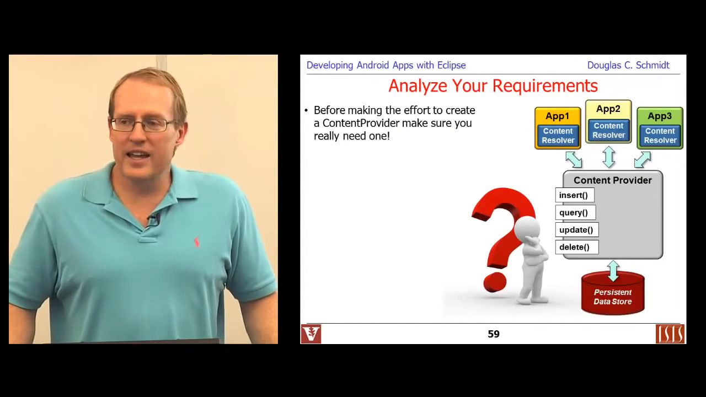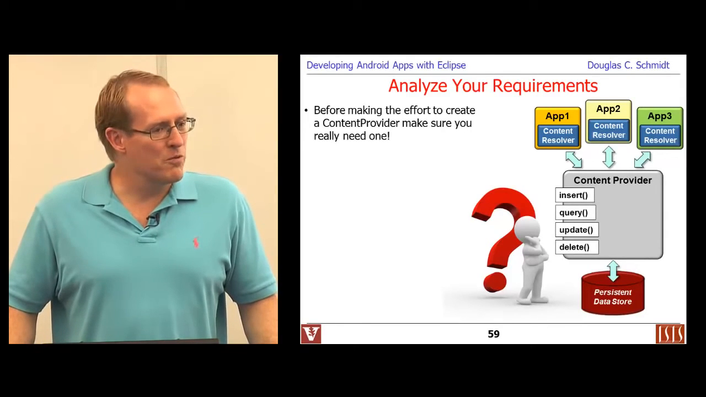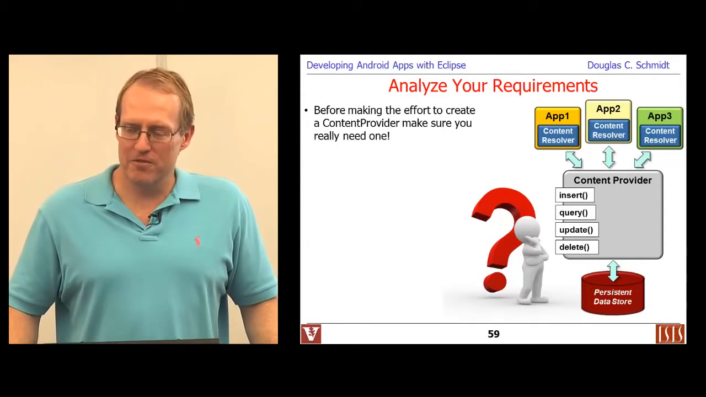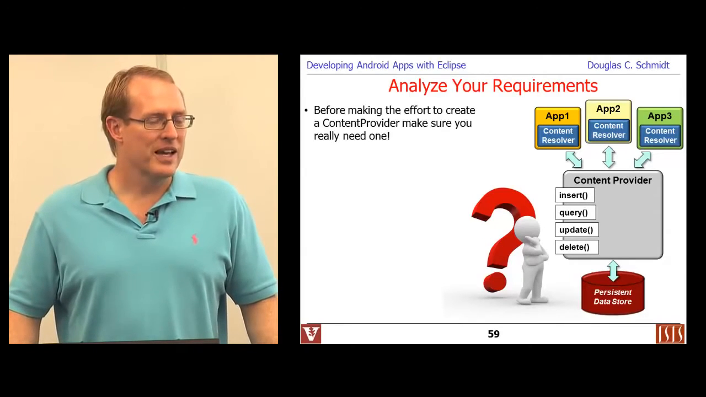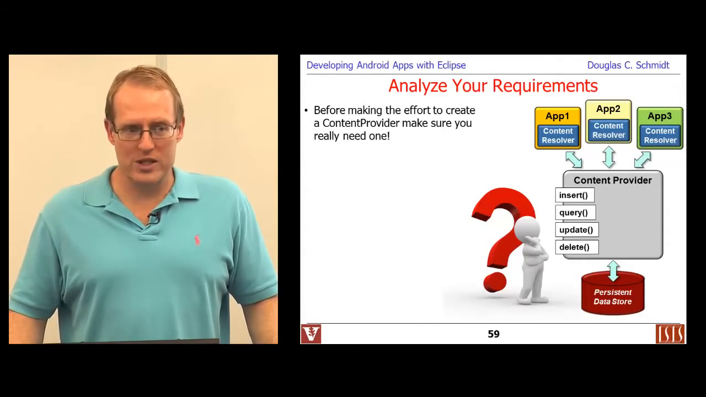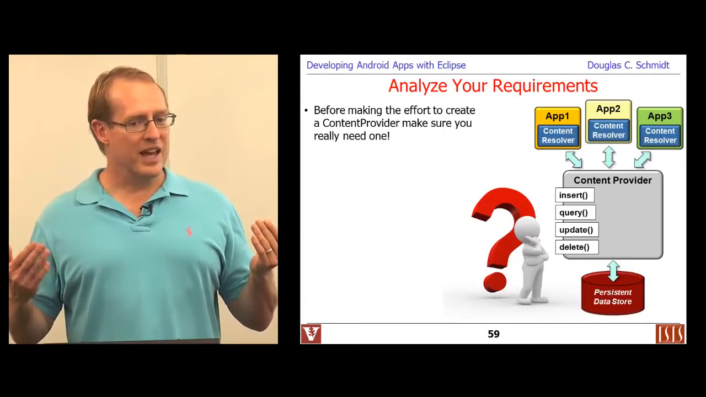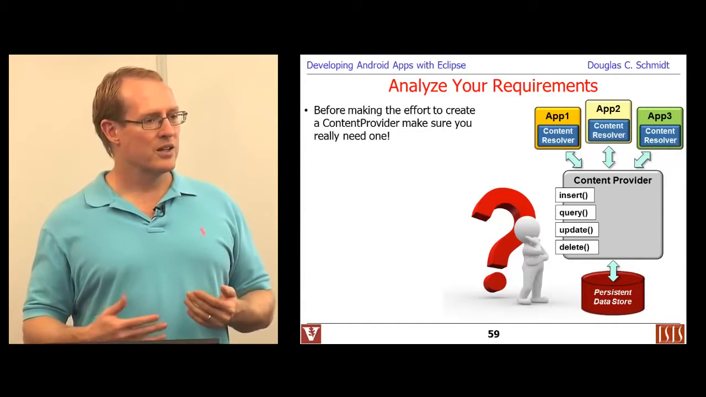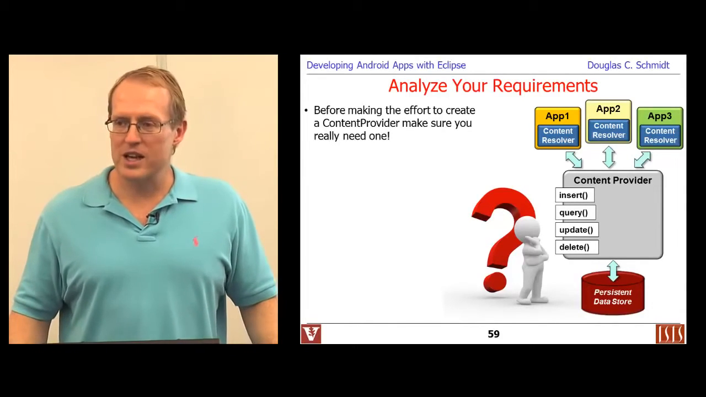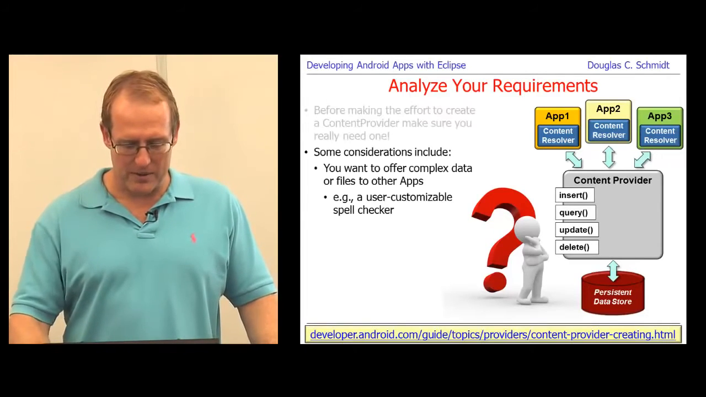So as with many things, before asking the question, how do I implement foo, you should first ask yourself the question, do I need to implement foo? There are certain situations with something like a content provider where it's maybe overkill. So there's a nice discussion in the Android documentation that gives you some criteria to consider before you invest the effort in actually doing all the stuff we're about to talk about. So here are some of the criteria to think about.